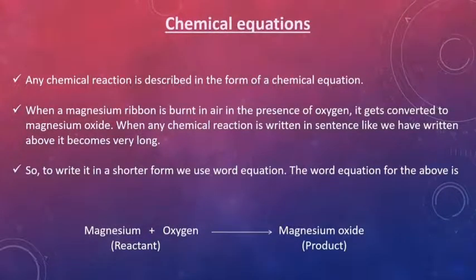So, what are chemical equations? Any chemical reaction is described in the form of a chemical equation. When a magnesium ribbon is burnt in air in the presence of oxygen, it gets converted to magnesium oxide. When any chemical reaction is written in a sentence like we have written above, it becomes quite long. So to write it in a shorter form, we use a word equation. The word equation for the above is magnesium plus oxygen gives us magnesium oxide.